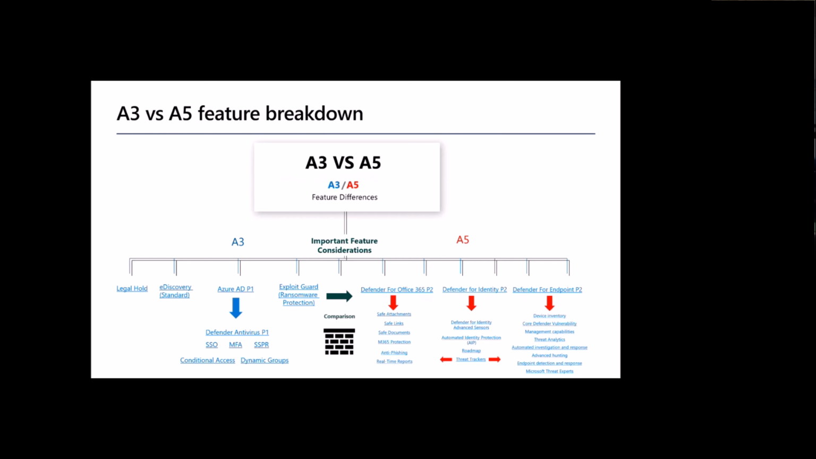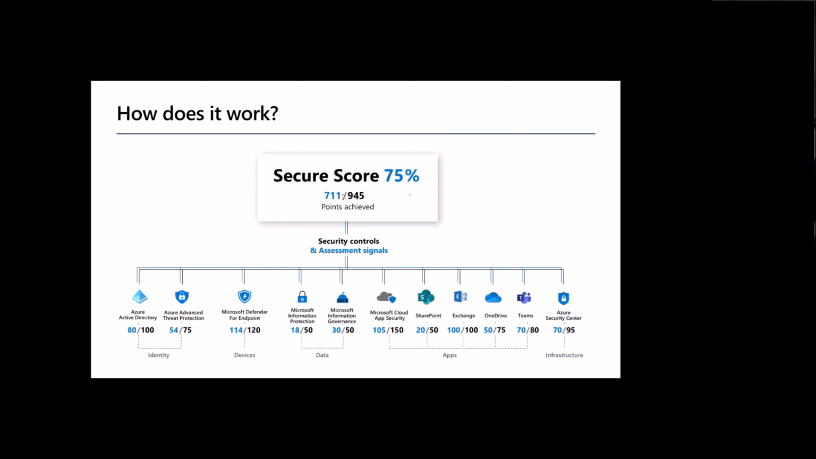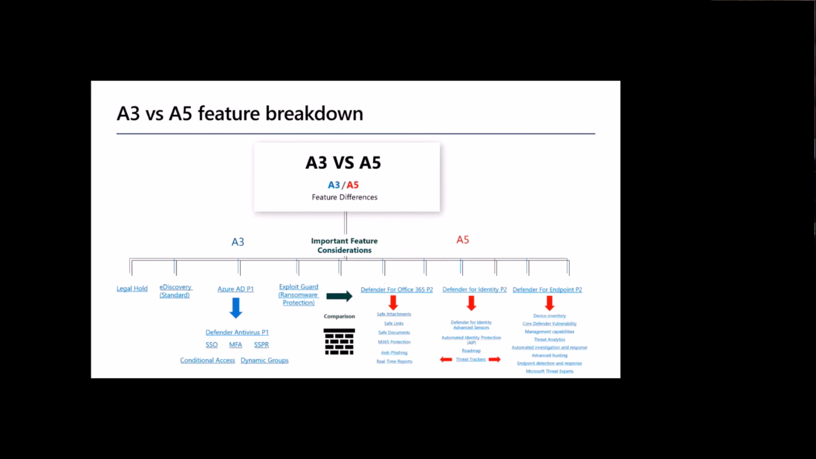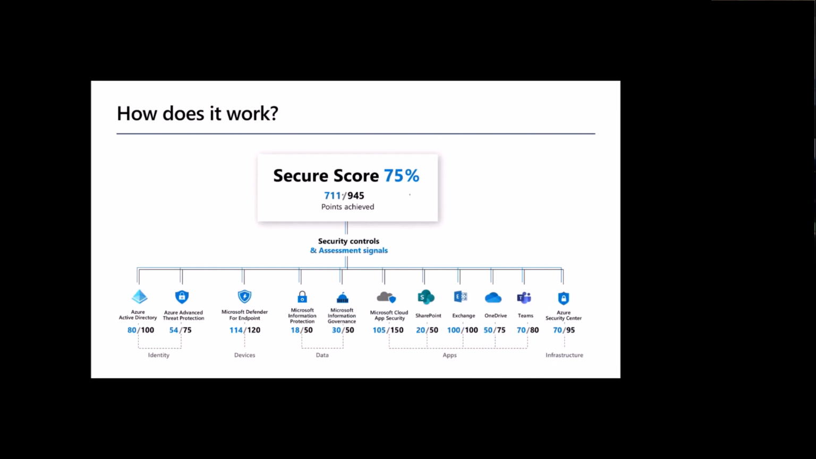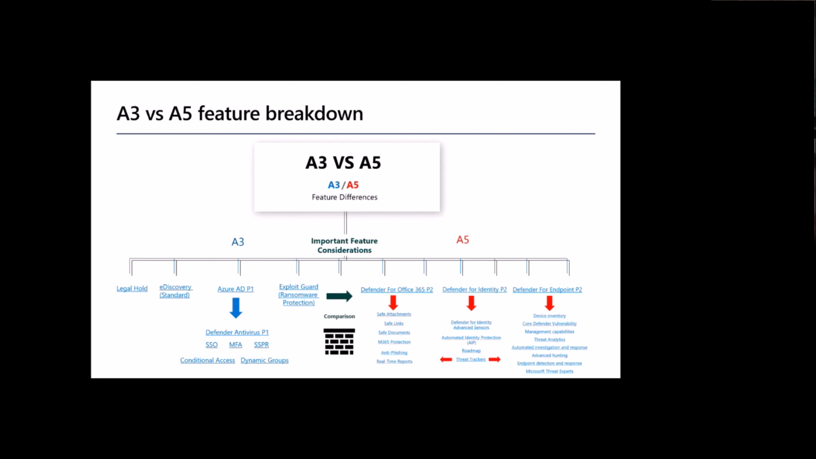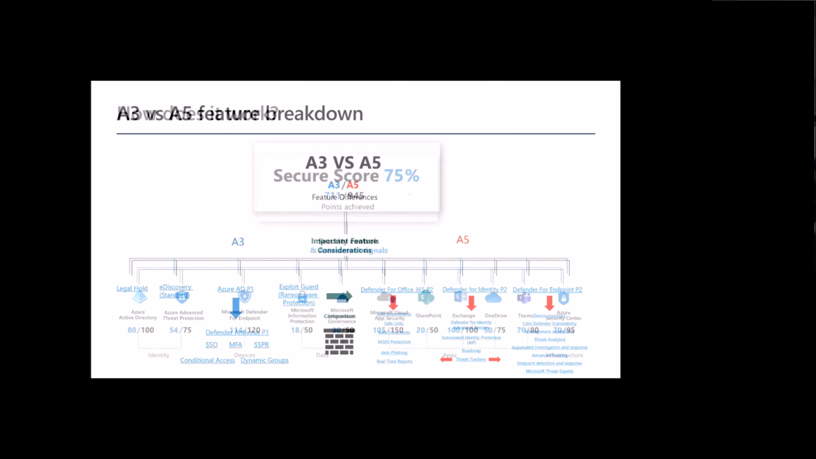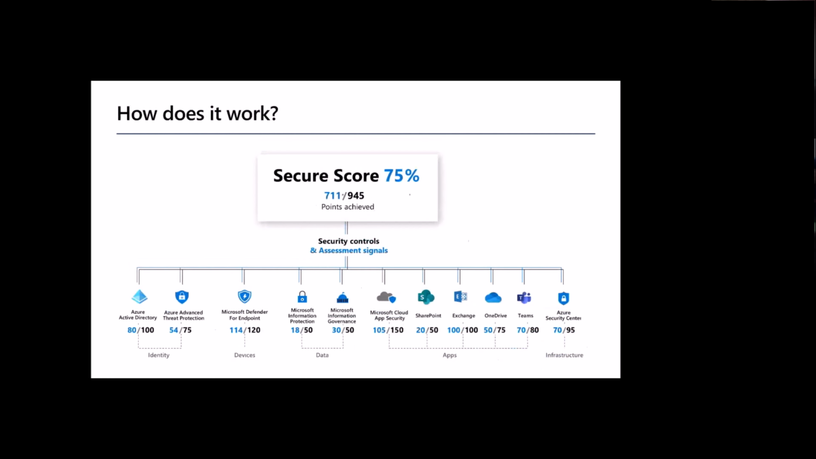And to go back real quick to help people understand, you see this identity piece on the left-hand side. Defender for Identity is what covers this. And then devices, that would be Defender for Endpoint. And then Defender for Office 365 is everything else. So our apps, data, and our infrastructure.